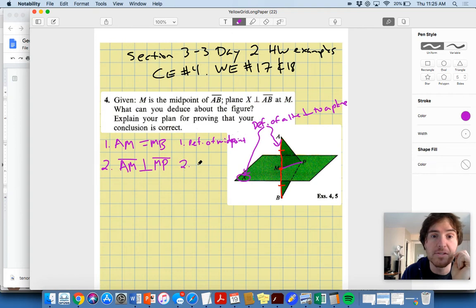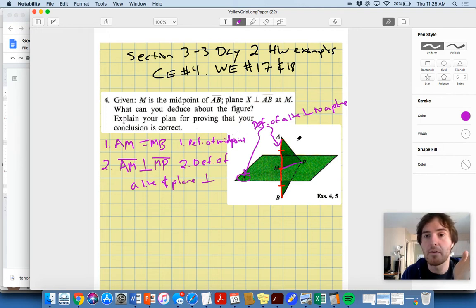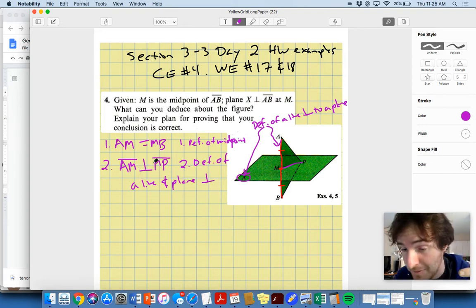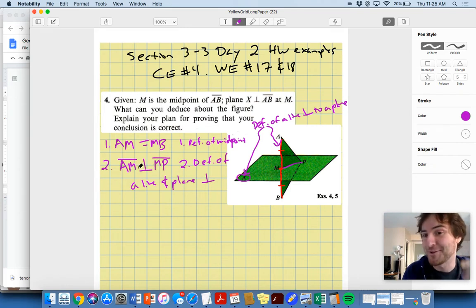The reason for that is the definition of a line and plane that are perpendicular to one another. Definition of a line perpendicular to a plane. A line is perpendicular to another line because that line is on the plane that the other line is perpendicular to, and they intersect each other. So it's really wordy. That's why I want to spend time on it to get it.